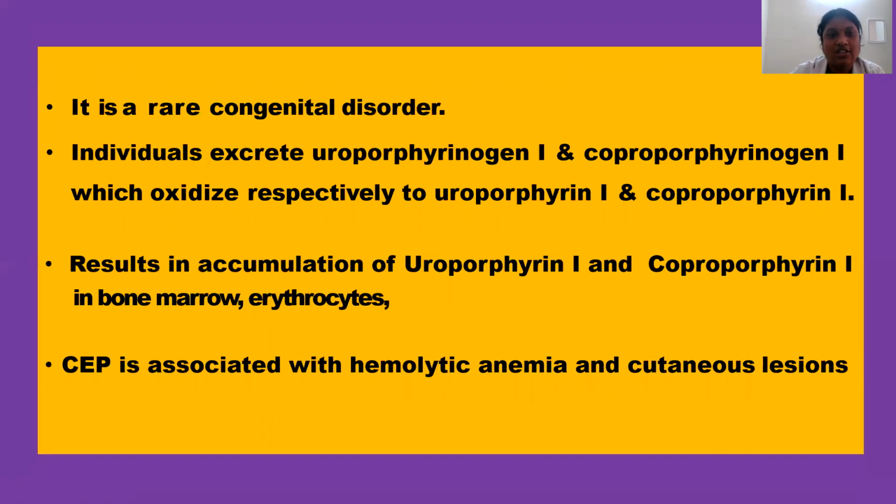It is a rare congenital disorder, and individuals will excrete uroporphyrinogen 1 and coproporphyrinogen 1, which will oxidize respectively to uroporphyrin 1 and coproporphyrin 1. And this will result in their accumulation in bone marrow and erythrocytes, and will in turn result in hemolytic anemia and some cutaneous lesions.